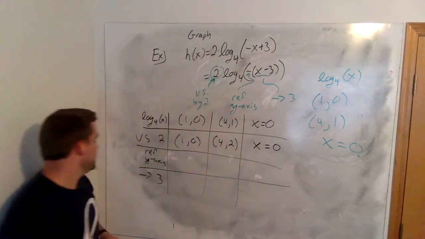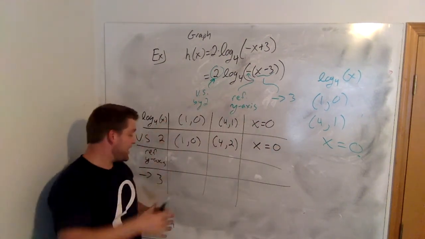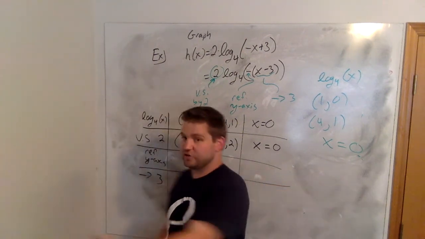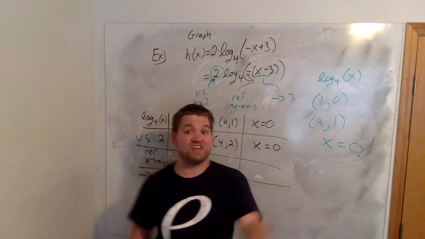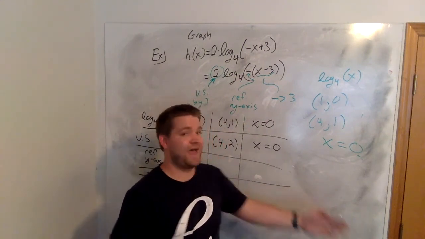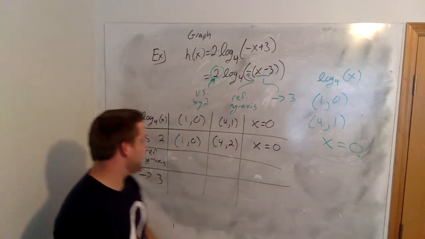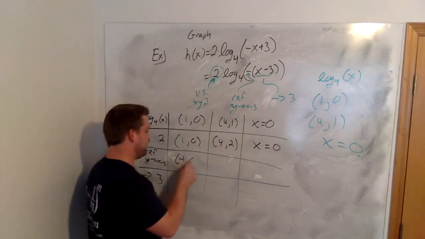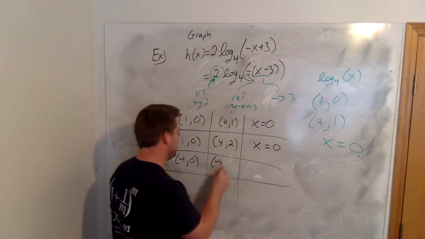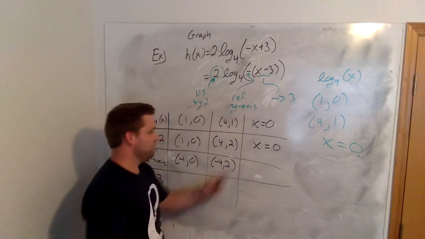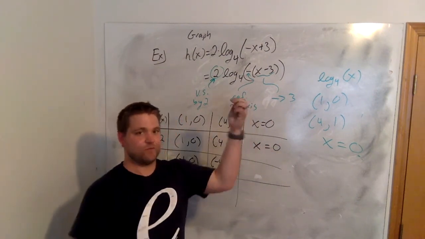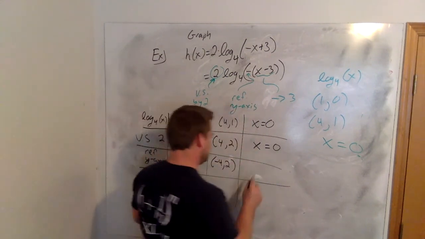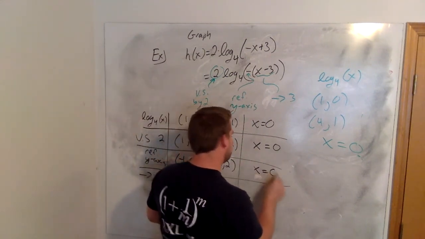Now we're going to reflect this over the y-axis. We don't change the y values. This is affecting the x values. So we want to make all our x values negative. So this will now be -1, 0. This will be -4, 2. And well, this is the y-axis. If we're reflecting about the y-axis, it's going to stay put. So this is still x equals 0.